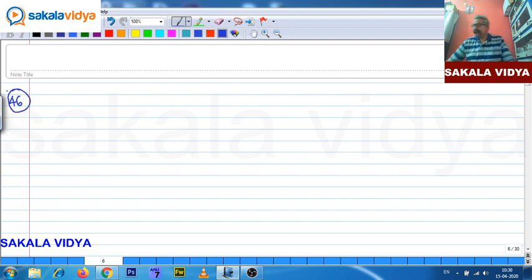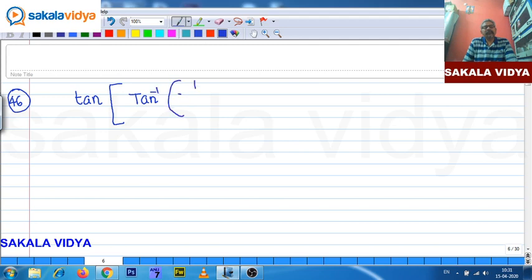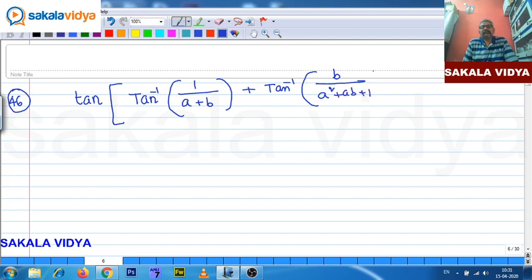Forty-sixth problem. Tan of tan inverse of 1 by a plus b plus tan inverse of b by a square plus ab plus 1. This is the question.